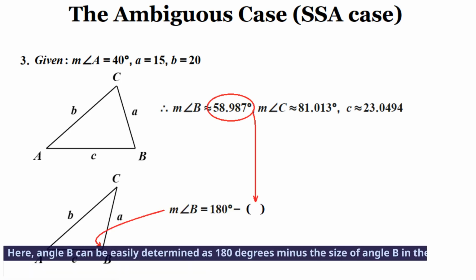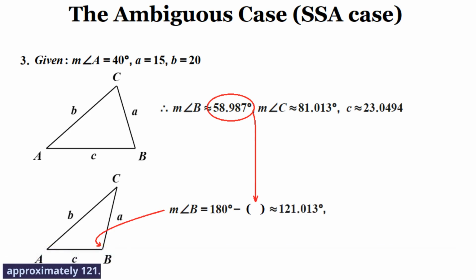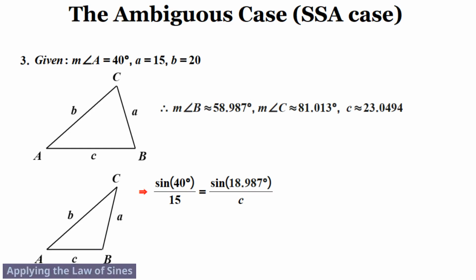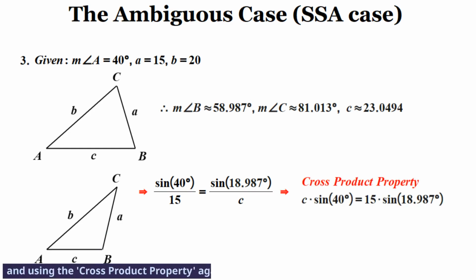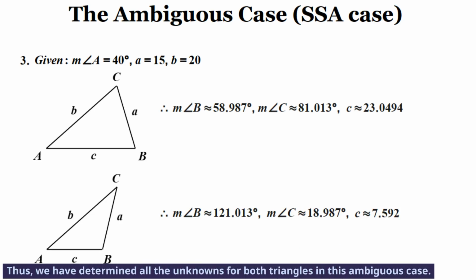Here, angle B can be easily determined as 180 degrees minus the size of angle B in the first triangle, approximately 121.0130 degrees. Therefore, angle C is approximately 18.9870 degrees. Applying the law of sines and using the cross-product property again, we find the length of side c to be approximately 7.592. Thus, we have determined all the unknowns for both triangles in this ambiguous case.